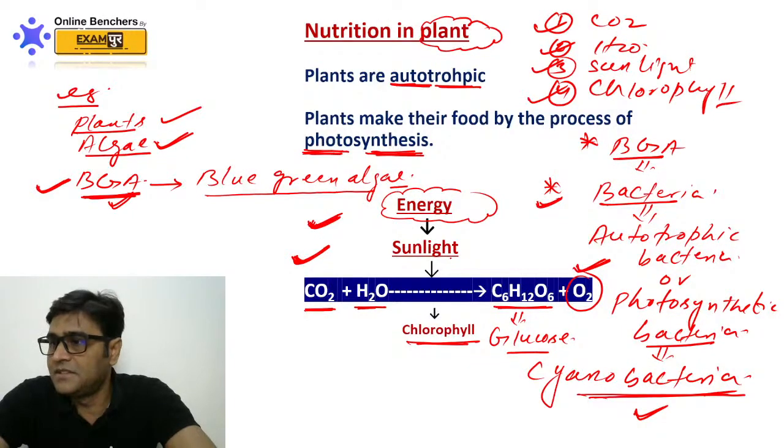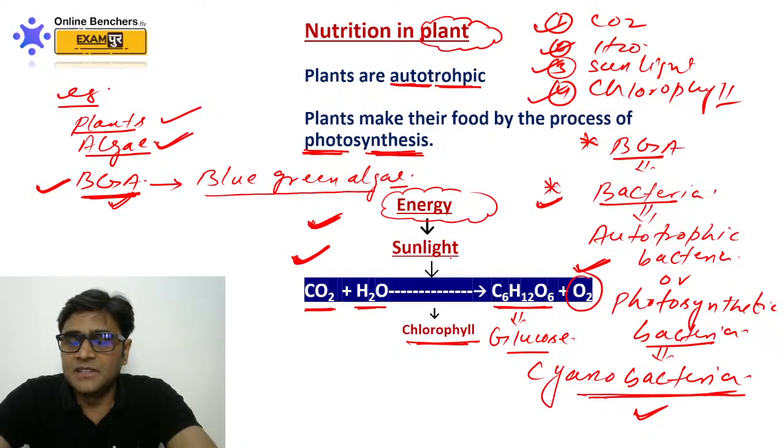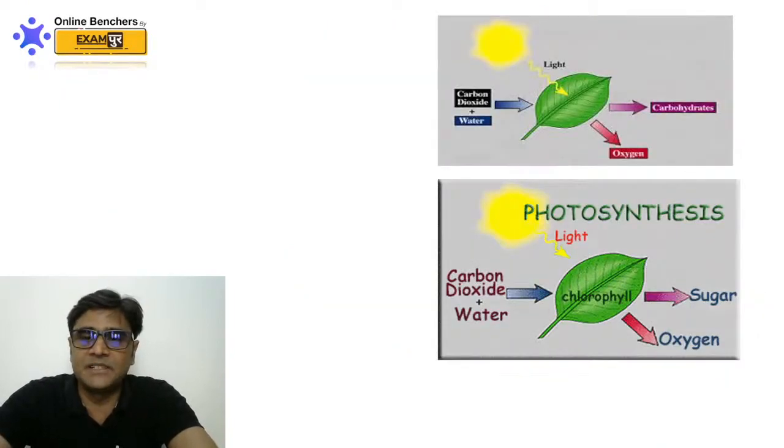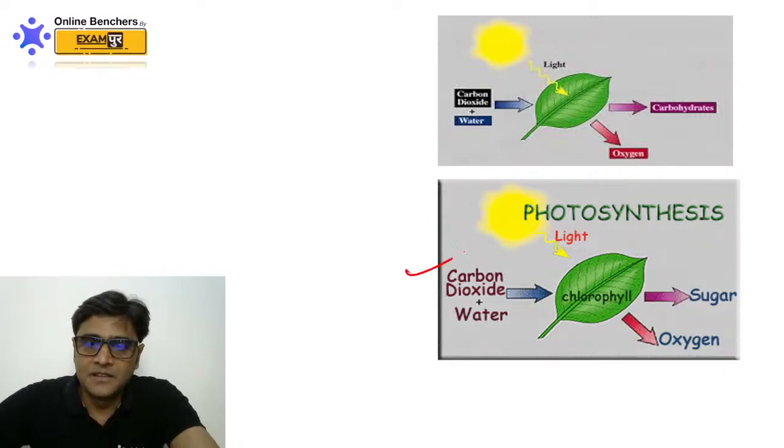Okay. CO2, water and sunlight. Kapil, you are right. Very good. So these four things are required in the process of photosynthesis: CO2, water, sunlight and chlorophyll. If any one of these is absent, the process of photosynthesis will stop. So plants require carbon dioxide, water, sunlight and chlorophyll.